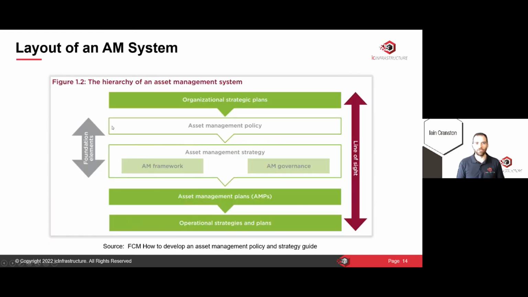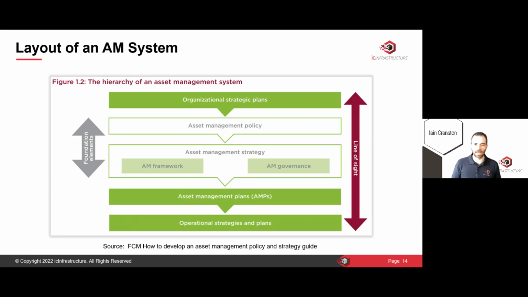So here's the layout of an asset management system. You'll hear me talk more about a management system later, but this is the hierarchy of things in your organization you want to start putting in place. Starting at the bottom, we've got our operations work. We're operating and maintaining our assets on a day-to-day basis. Things are rolling and happening.